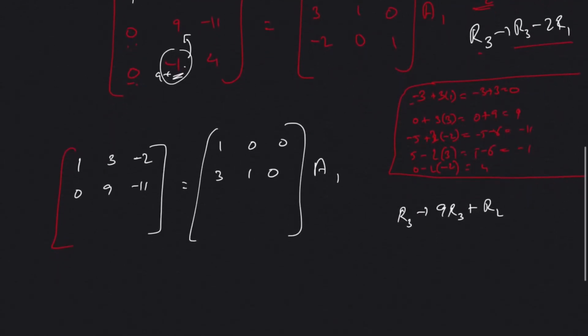So now we change R3, 9 times of R3. 9 times minus 1 is minus 9, plus 9 is 0. 9 into 4 plus minus 11, so 36 minus 11, that will be 25. Similarly, 9 twos are 18, plus 9 times minus 2 is minus 18, plus 3, that is minus 15, 1, 9.